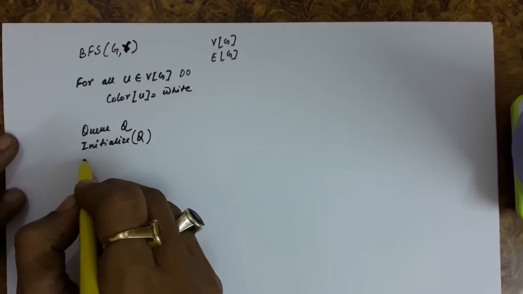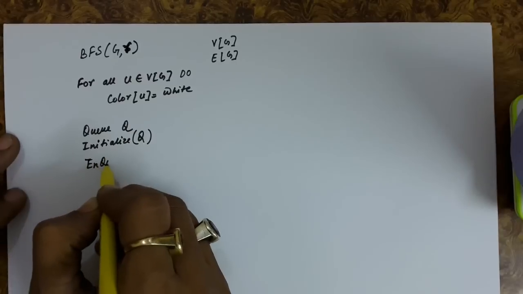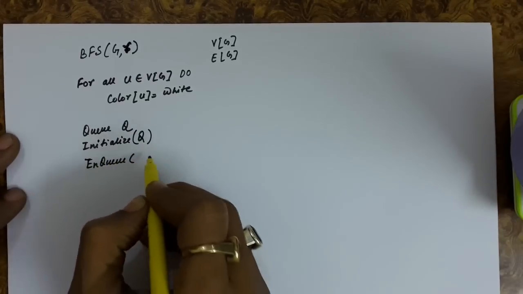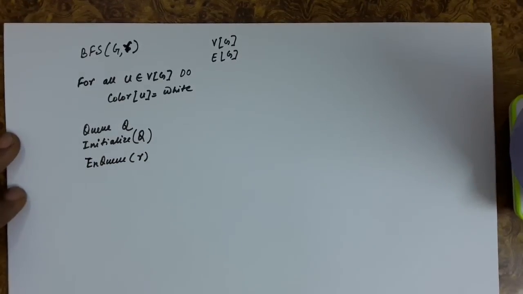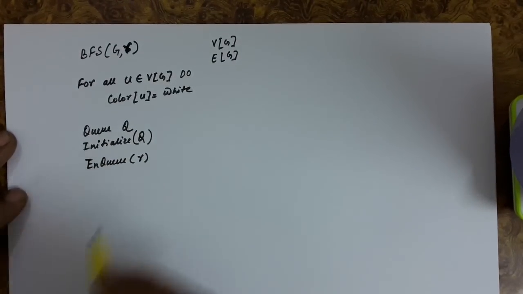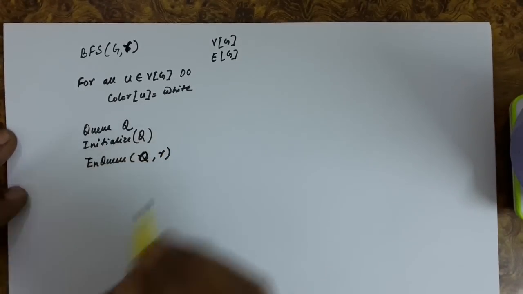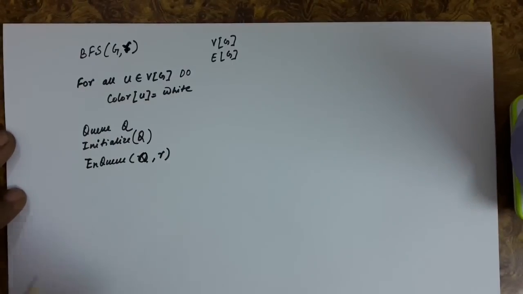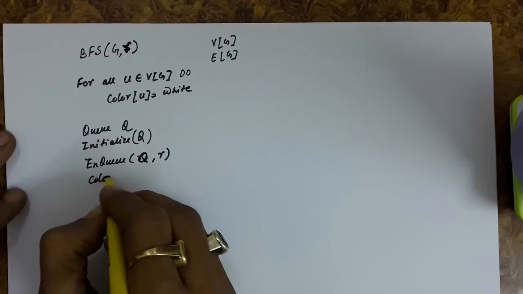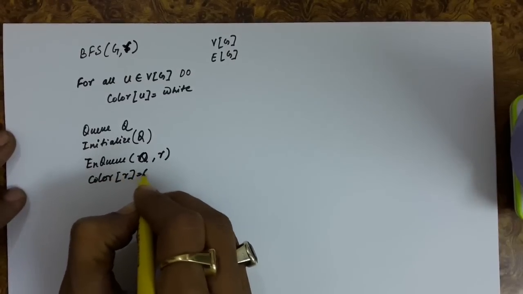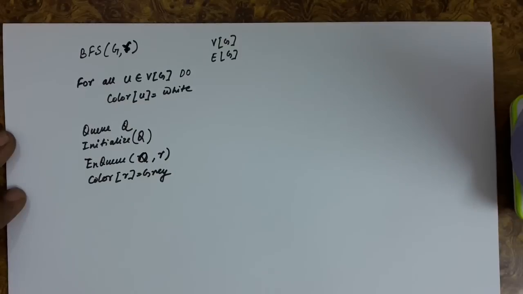Then what we will do, we will enqueue the root vertex in this queue. So in this queue we are going to insert this root vertex R. Let's say there are two parameters. First one is the queue and the vertex to be inserted. Obviously if you are inserting this vertex in the queue, then the color of this vertex should be gray. So we have said that this color is gray.